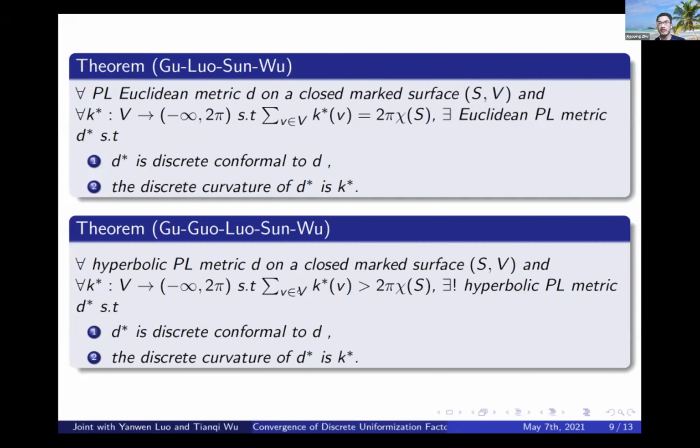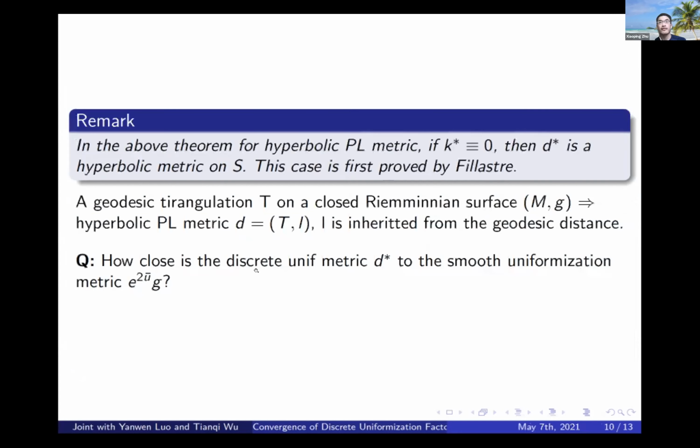Here, the discrete Gauss-Bonnet formula changes. That should be strictly larger than 2 pi times the Euler characteristic. And also for Theorem 1, this Euclidean PL metric is up to scaling, but for the hyperbolic PL metric, it's unique. In the above theorem for hyperbolic PL metric, if you imagine that all the discrete curvature is 0, then that discrete hyperbolic PL metric becomes a hyperbolic metric on S. And I should mention that this case was first proved by Flastre.